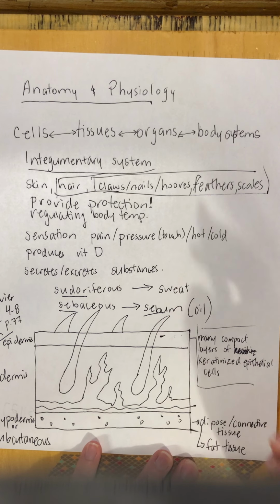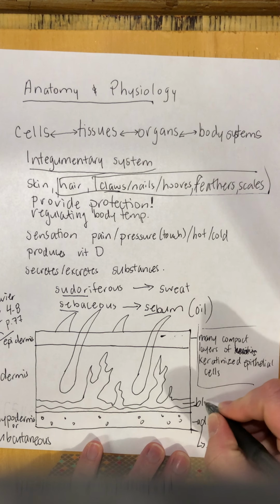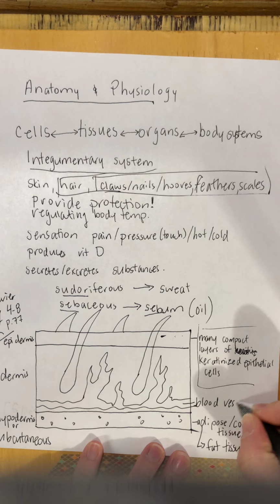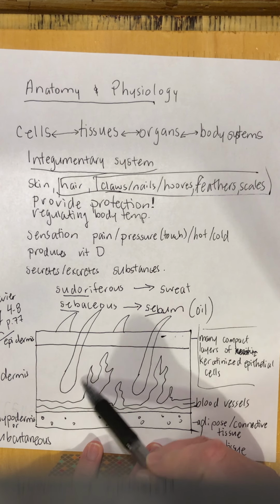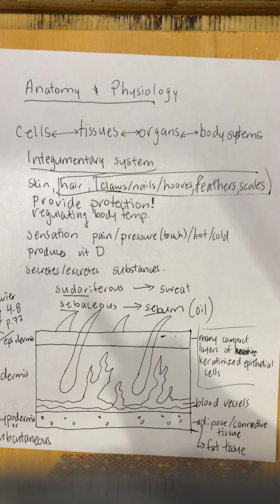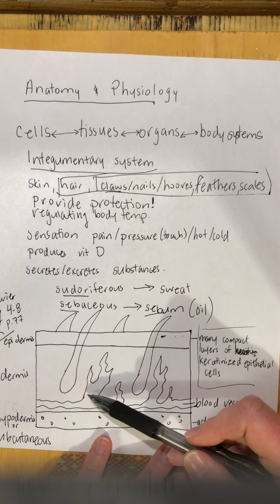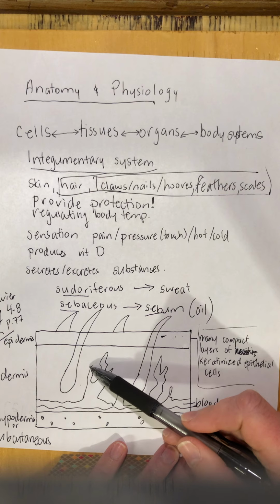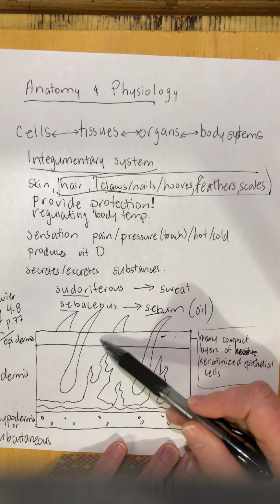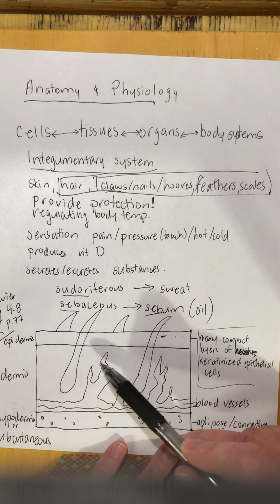So then in the dermis we have blood vessels, and you can see that they kind of branch up. So when I was talking about regulating body temperature, what we can do, well, not consciously, but what our body does is send those blood vessels nearer to the surface. So we get that flushed skin.